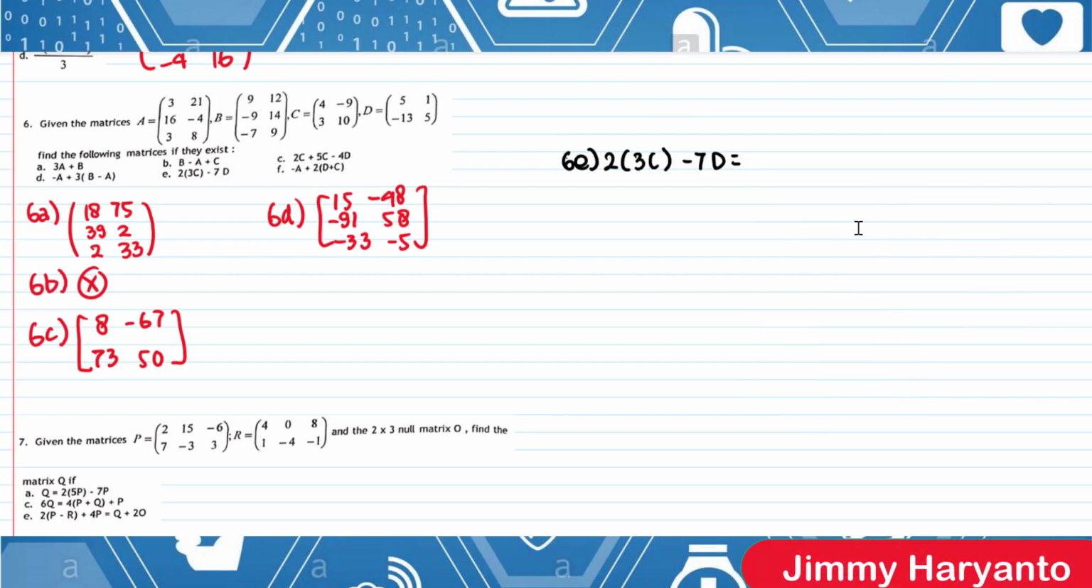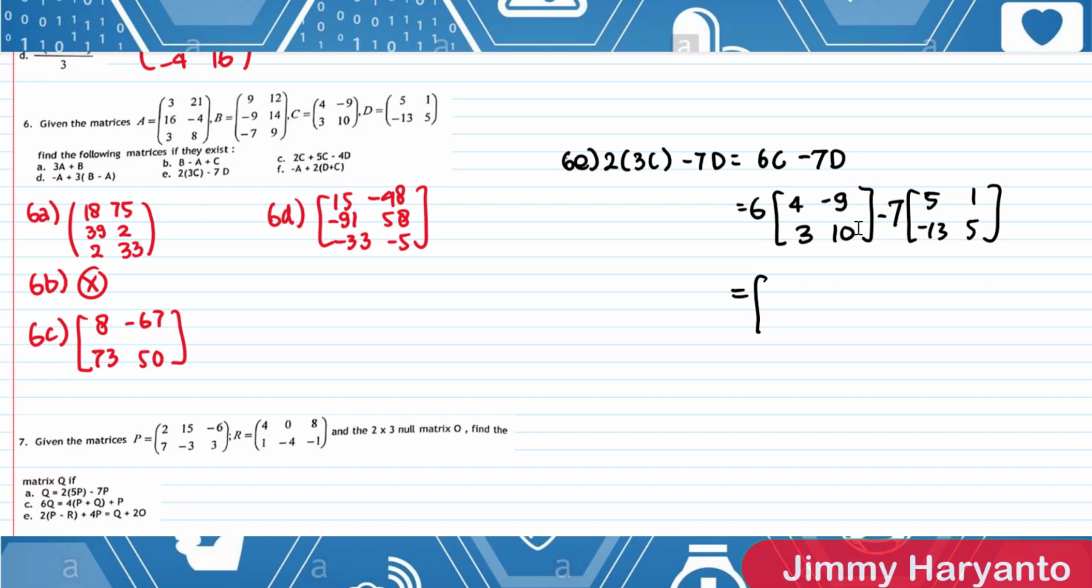For 6E, it's the same. We have to simplify the expression first. So we have 6C minus 7D. After that, we can replace the C with the matrix, negative 9, 3, and 10. And then negative 7 times D, 5, 1, negative 13, 5. Okay, let's multiply them. 24 minus 54, 18 and 60, minus 35 and 7, minus 70 plus 21, 91, and then 35.